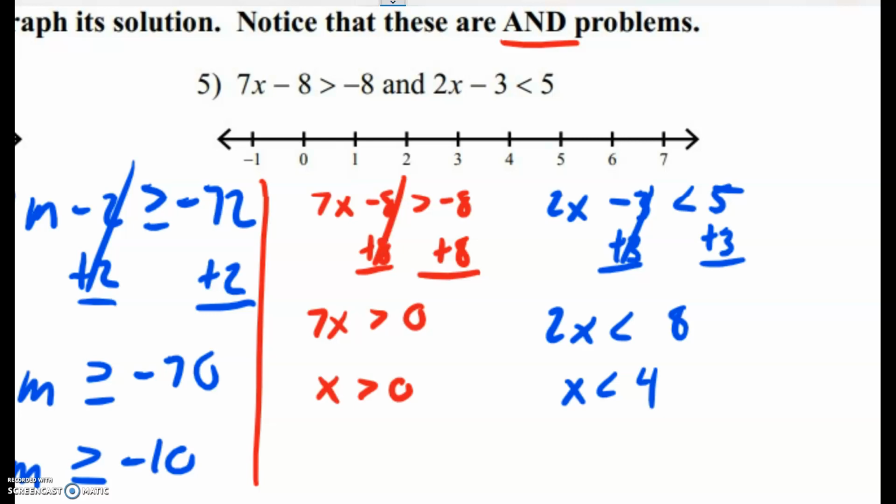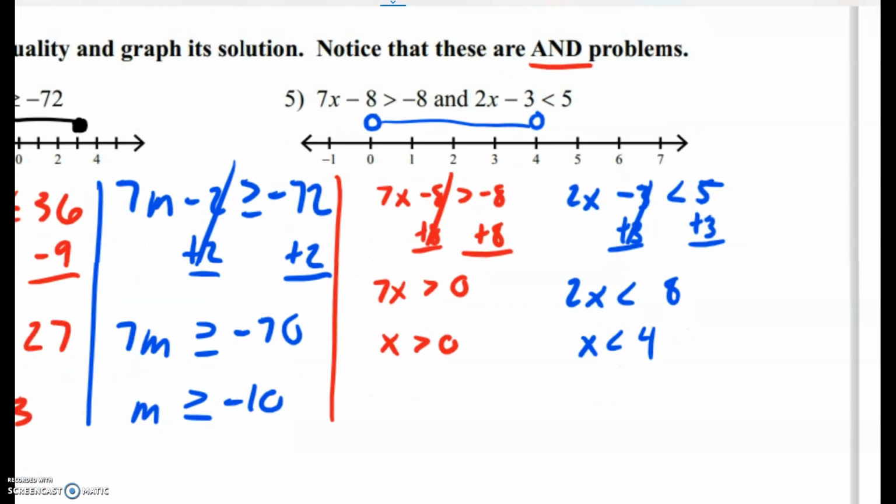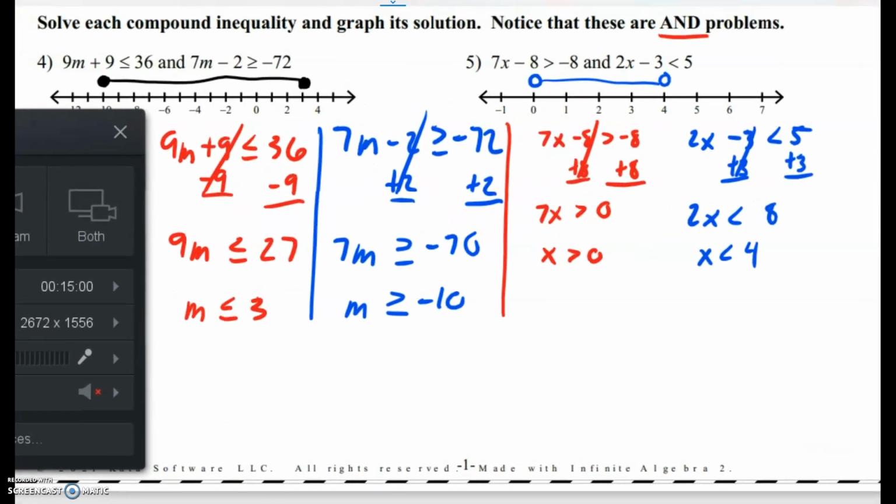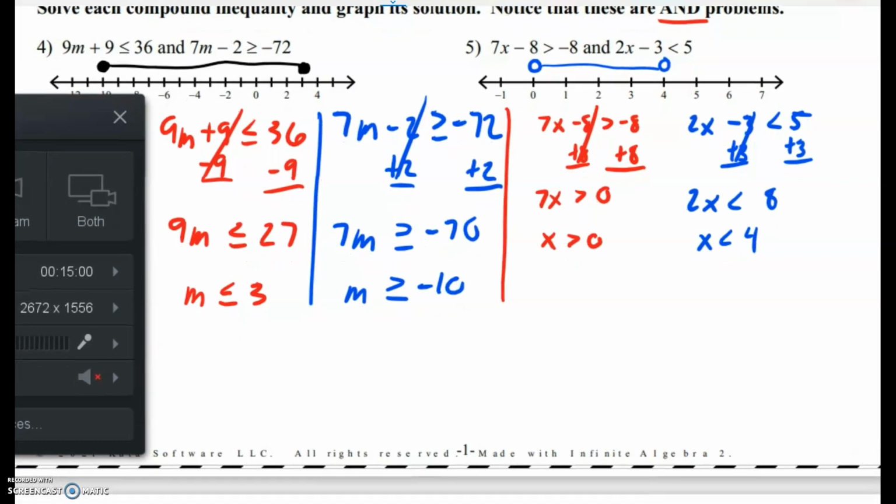Okay, so now I'm going to go ahead and graph this. Greater than 0 would be here. It is an open circle. And then less than 4 would be here. Open circle again. And the solution is everything in between, so we connect them. Those would overlap. Okay, so that's what it looks like when we're doing a compound and. I'm going to show you one additional step that we should have done on number 4, but we're going to do on 4 and 5 right now.